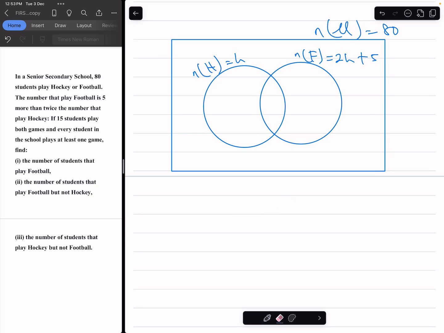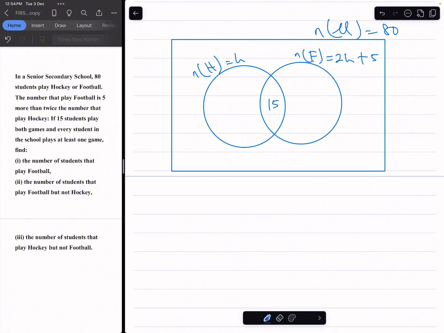And now let's read further. If 15 students play both games and every student plays at least one game, there will be nothing outside here. Now find Roman figure 1, the number of students that play football. That means we want to find the number of elements in the set F.